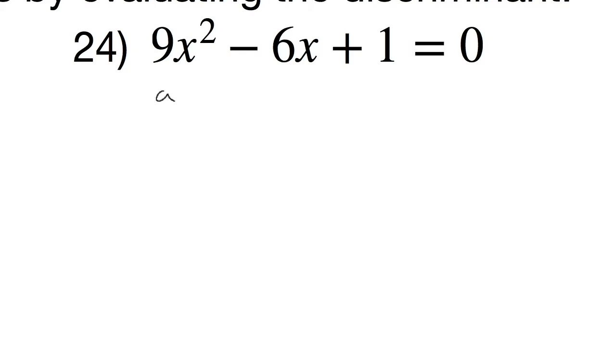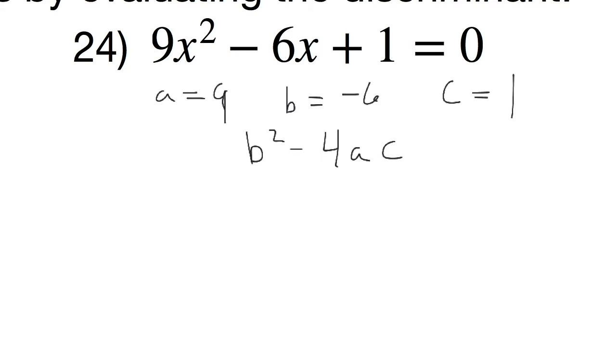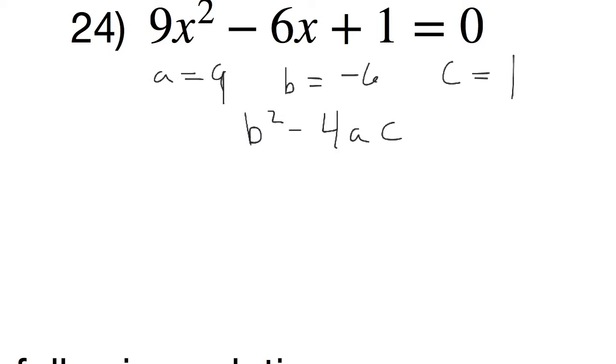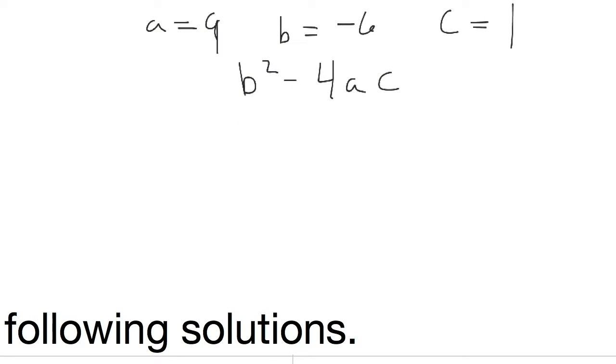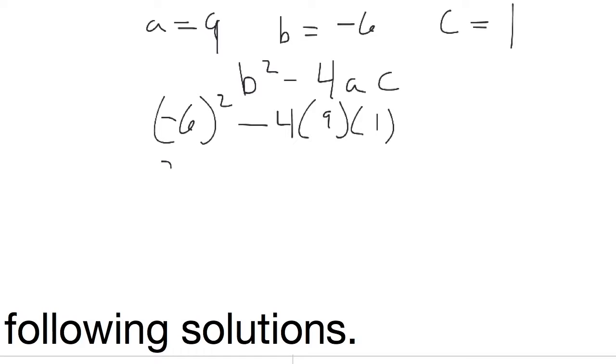a is equal to 9. b is equal to negative 6. c is equal to 1. The discriminant is b squared minus 4ac. Remember, the big hairy mess inside the square root. When we fill in the variables, we get negative 6 squared minus 4 times 9 times 1. Simplifying a little bit, we get 36 minus 36, which is 0.